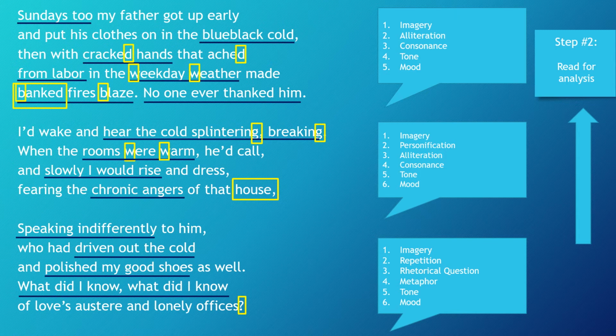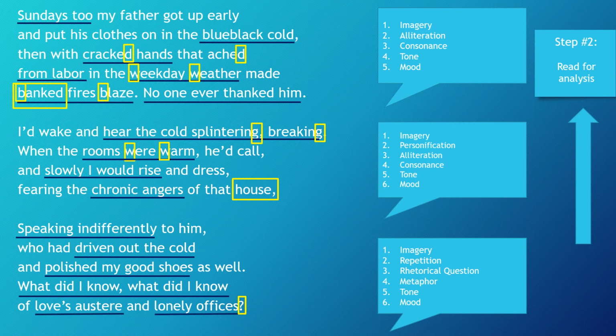And here, when the speaker asks himself, what did I know about love's austere and lonely offices, it's not that he is really contemplating, what did I know? He understands that as a boy, he was not capable mentally or emotionally of fully understanding and grasping the love that his Father had for him, because it didn't look like a normal love relationship might, right? He shows his love through actions that seem rather mundane or ordinary.